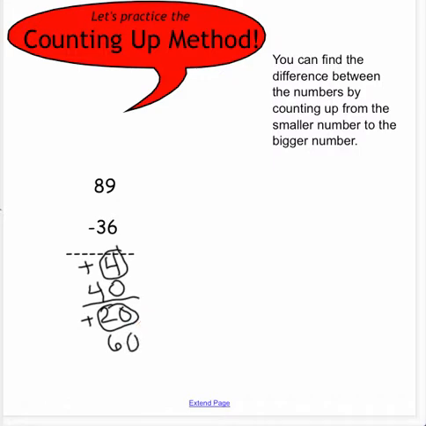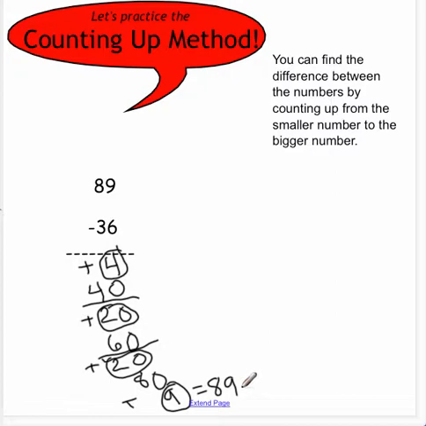Remember, the goal is for me to get up to 89. I'm going to add another 20, and I'm going to circle it. 60 plus 20 brings me to 80. And now all I need to do is add 9 more, and I'll be at 89. Plus 9. Okay, this brings me to 89, but this is not the answer to my problem.